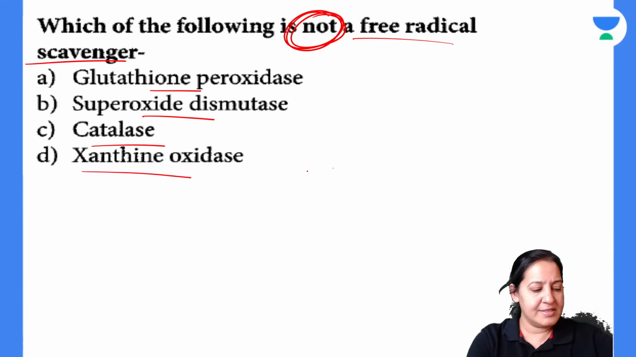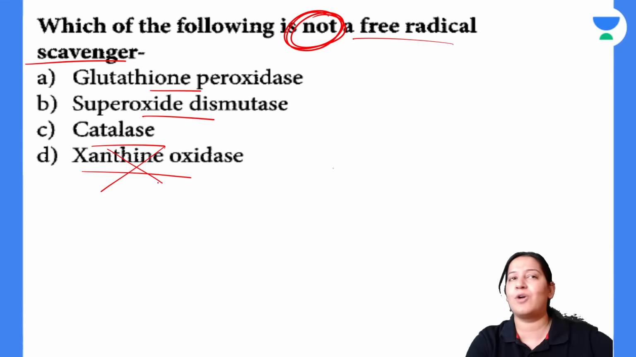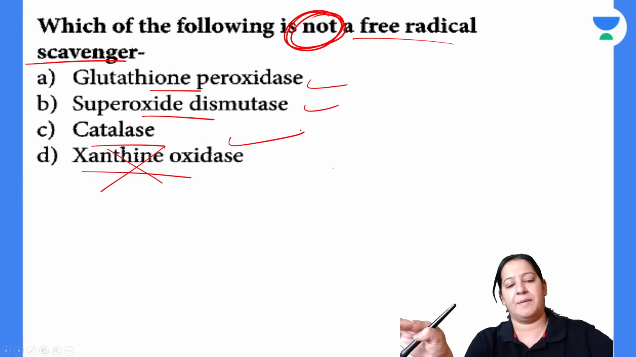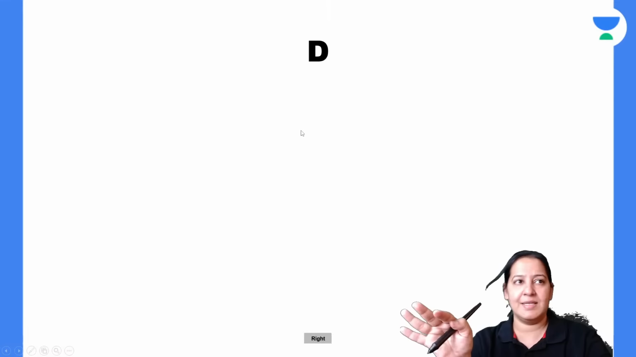Yes, Sohil, Zishan, you are absolutely right. Xanthine oxidase is not a free radical scavenger. But the other 3 are the enzymes which cause the elimination of free radicals. So yes, the correct answer is D.